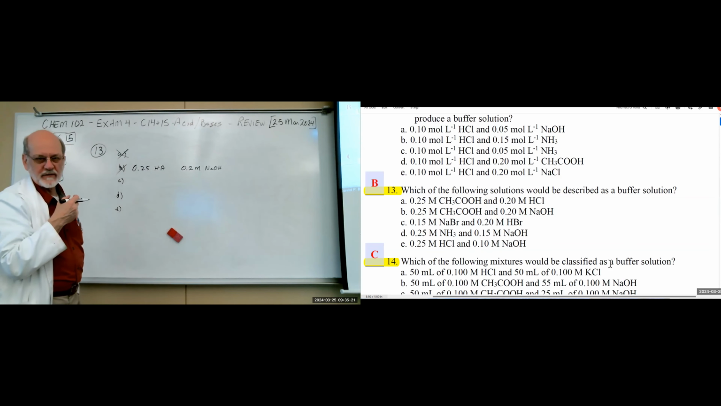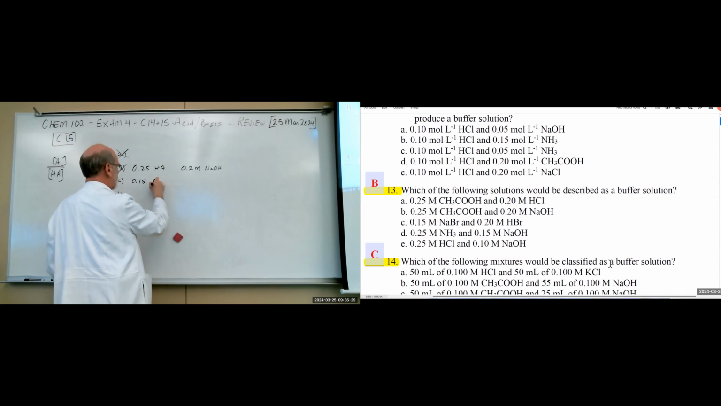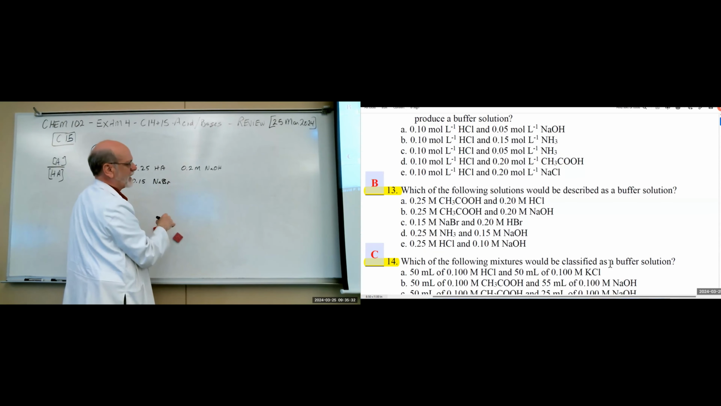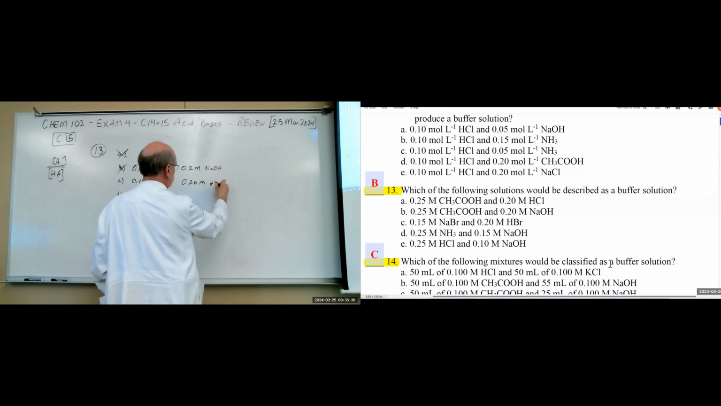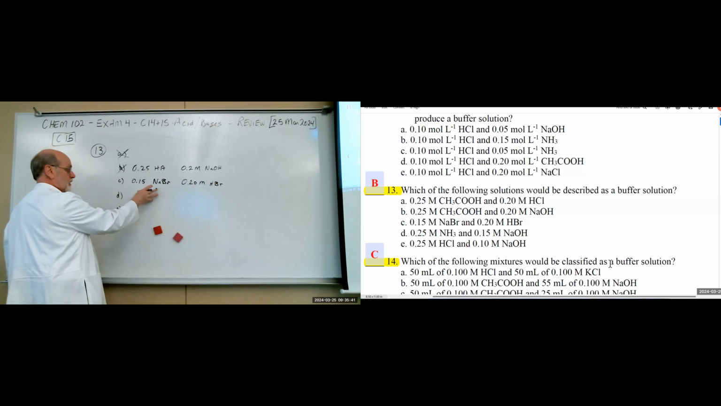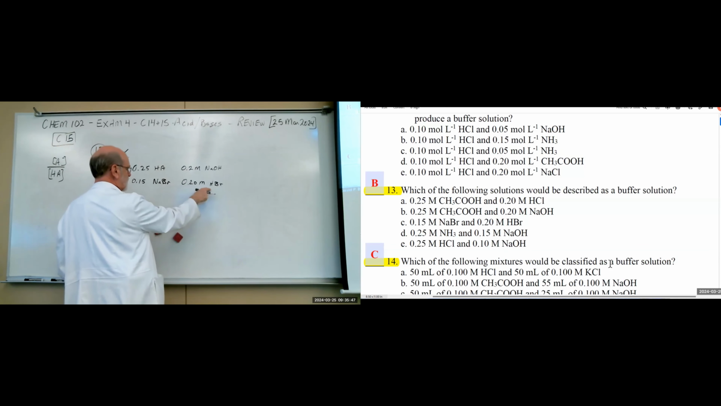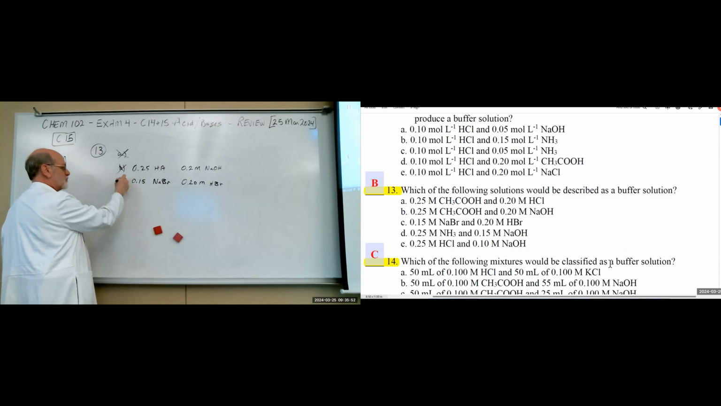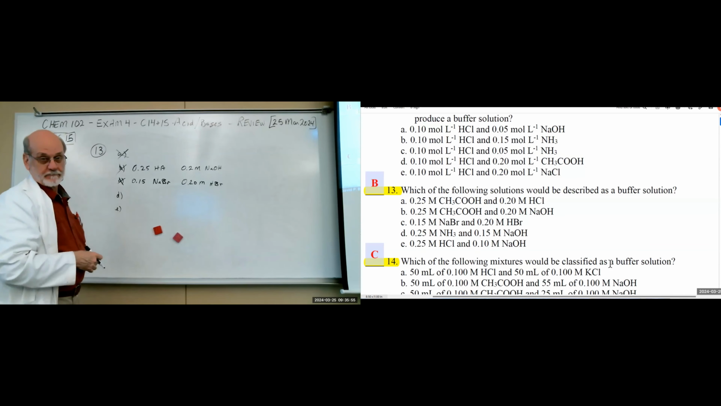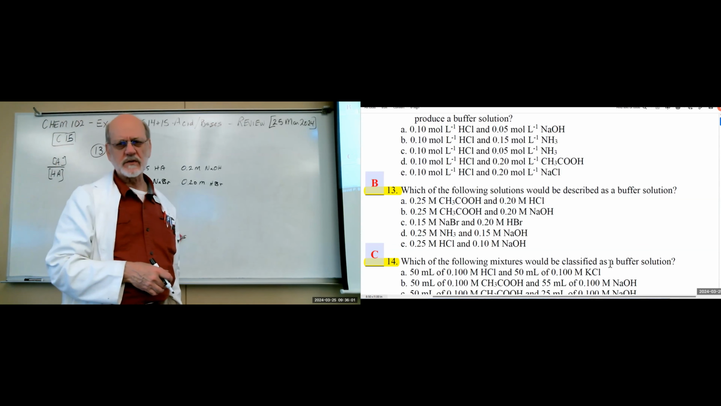How about 0.15 sodium bromide, oops, that's not right. Yeah, sodium bromide, sorry, and 0.2 molar HBr. Well, the ratios are good, but the acid's not. That's a strong acid, right? It's not going to work. You've got to have a weak acid to produce a conjugate base. So, wait a minute. Which of the following solutions would be described as a buffer?